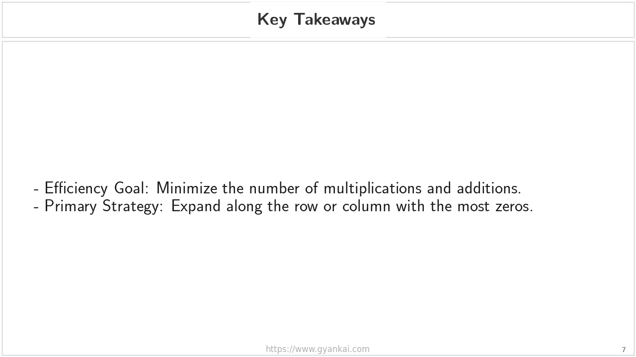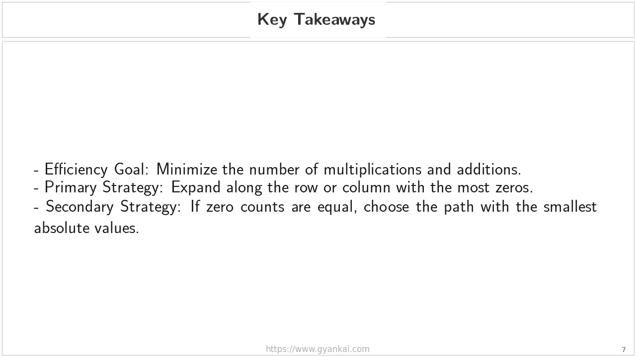To achieve this, your primary strategy should always be to expand along the row or the column that contains the most zeros. As we saw in our earlier examples, zeros are your very best friends because they allow you to skip entire calculations. Now, what if you encounter a tie? If you have two different rows or columns that have the same number of zeros, use your secondary strategy. Choose the path that contains the smallest absolute values, such as 1 or -1. This keeps the remaining numbers small and manageable.